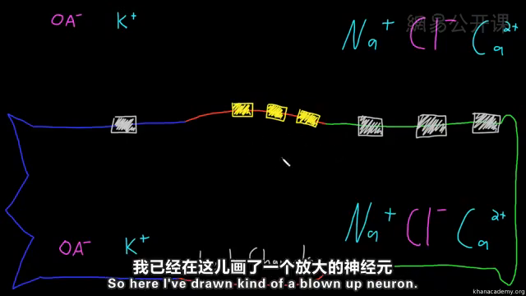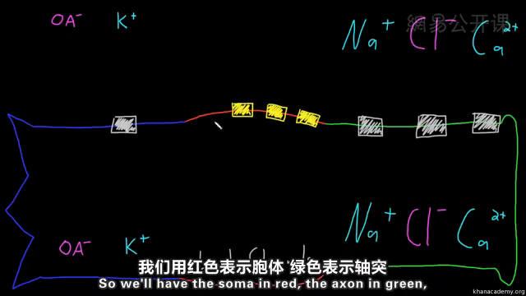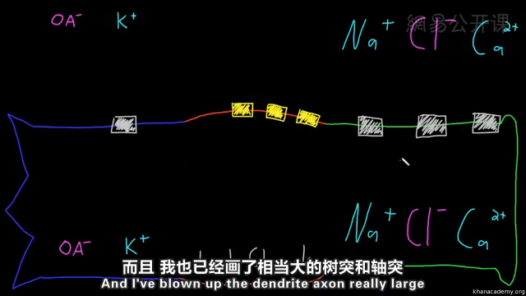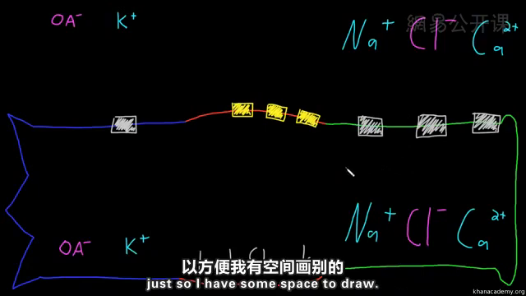So here I've drawn kind of a blown up neuron. We'll have the soma in red, the axon in green, and one dendrite in blue, and I've blown up the dendrite and the axon really large just so I have some space to draw.